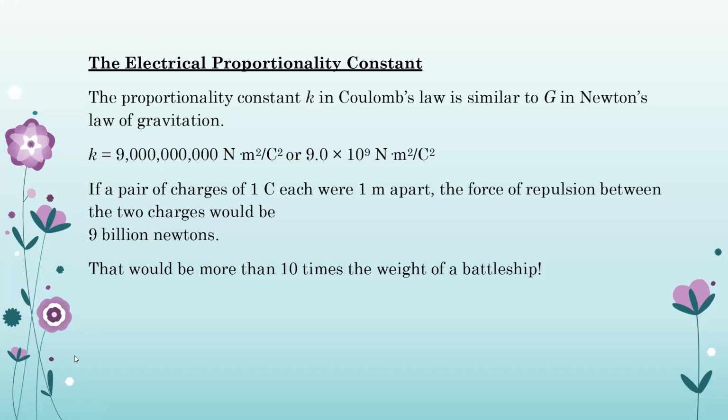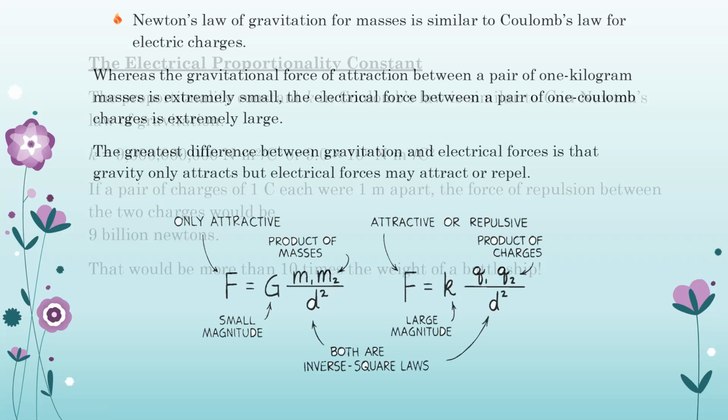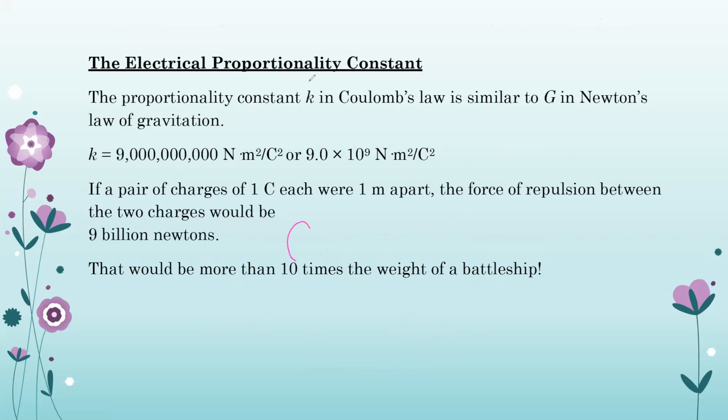So here, the constant K in Coulomb's law is equal to 9 times 10 to the power 9 Newton meter squared over Coulomb squared. Let's take an example: imagine that we have two charges. The first one is 1 Coulomb, the second one is 1 Coulomb, and the distance between them is 1 meter. So what will the force be?